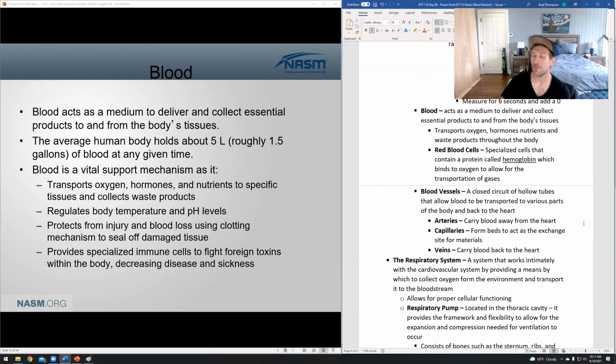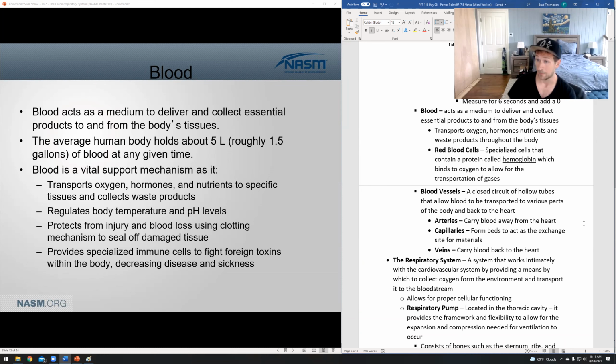But yeah, you get about 5 liters worth. And this is the material inside of our body. It's actually considered liquid connective tissue, which is weird because it does have the ability to clot. But it's able to transport oxygen, it transports hormones, it allows nutrients to get where they're going, and it helps us remove waste products like CO2 so that we don't raise our pH too high.